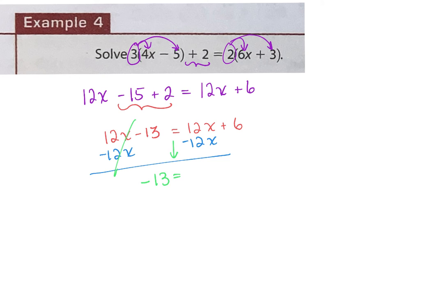Bring down your equal sign. 12x minus 12x here. 0, and I have 6. When does negative 13 equal 6? Never. Negative 13 never equals 6. All right, so this is the first special case. You get rid of all your variables and you have some number equals another number, but it's not true. All right? When you get something that is not true, then you have no solution.